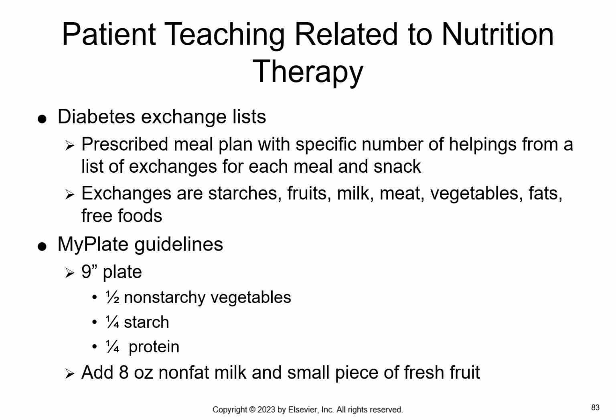Then there is the My Plate method. This helps the person see how much vegetable, starch, and meat should fill a 9-inch plate. The recommendation is that each meal has half of the plate filled with non-starchy vegetables, 1/4 filled with the starch, and 1/4 with the protein. And then an 8-ounce glass of non-fat milk and a small piece of fresh fruit complete the meal.